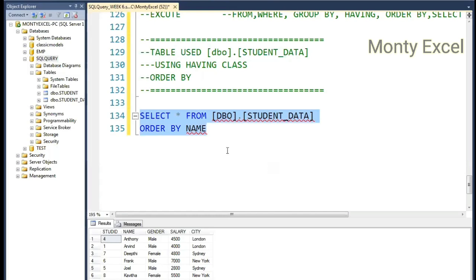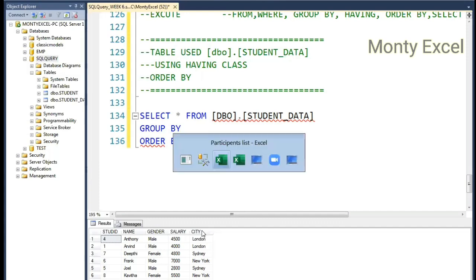Oh, it still works. That means ORDER BY is not dependent on anything. It's not dependent on GROUP BY or HAVING or anything. ORDER BY is just doing the ordering. But what if you want to order after grouping, that means you created a pivot table, then you want to order it.